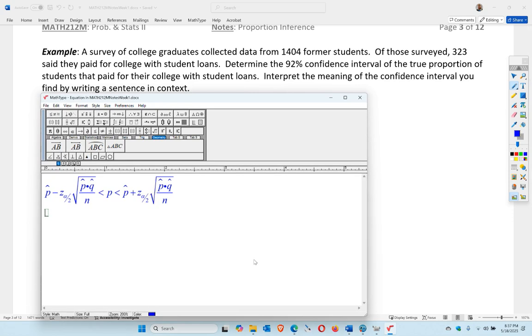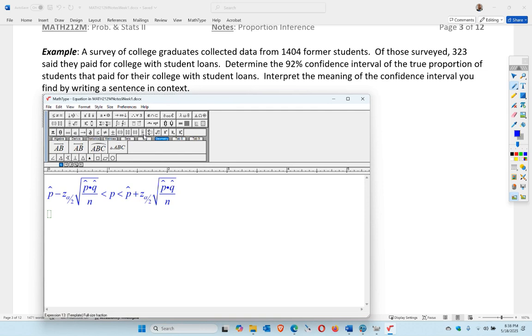Okay, so a survey of college graduates of 1,404 former students. Of those surveyed, 323 said they paid for college with student loans. Determine the 92% confidence interval for the true proportion of students that paid for their college with student loans. Determine the meaning of the confidence interval by writing a sentence in context. Okay, so this p hat is going to be 323 out of 1404.